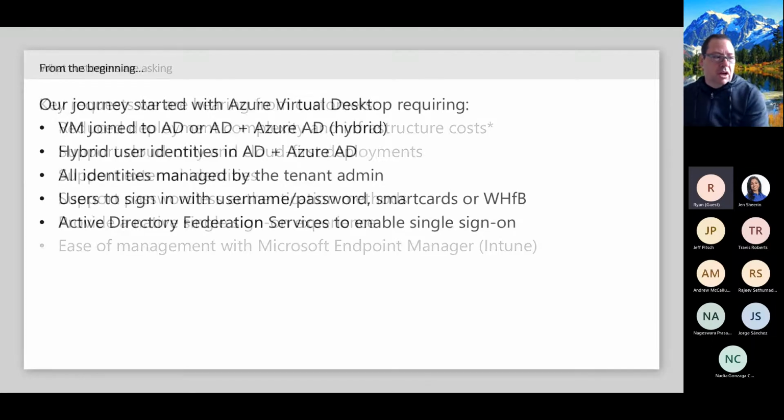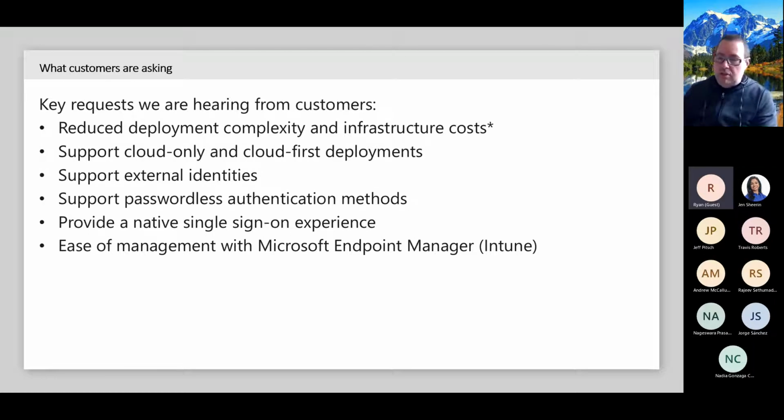A lot of the feedback we've been hearing from you and a lot of the other customers we talk to goes hand in hand with this. They want to reduce the deployment complexity and the infrastructure costs. Today with the hybrid setup, depending on the customer, you either have to set up an AD in Azure, or set up Azure ADDS, or open up some ExpressRoute or site-to-site VPN back to on-prem.